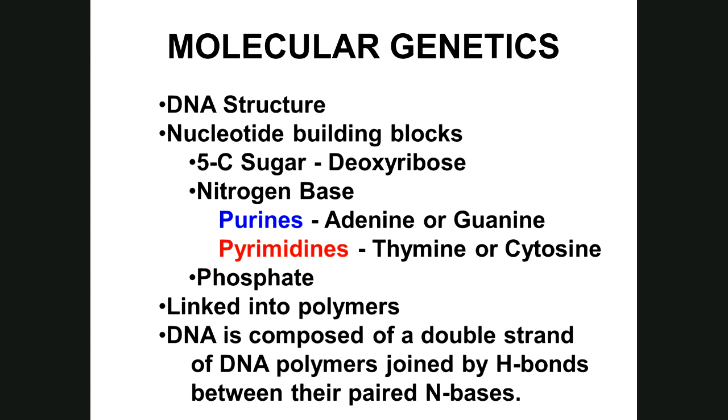And the nucleotides are linked into polymers, chains. And you know that DNA has 2 of these chains. It's double-stranded. So DNA is composed of a double strand of DNA polymers joined together by hydrogen bonds between their paired nitrogen bases. So far, what holds the adenine to the thymine is hydrogen bonds, and guanine to cytosine, hydrogen bonds.